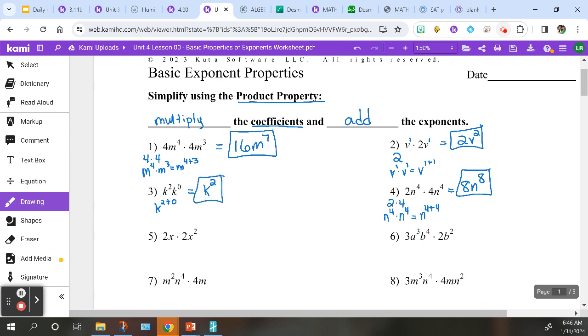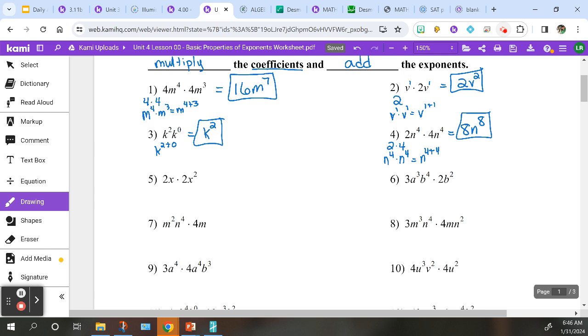Now, the last one I want to go over here is number 8, one that has multiple letters in the problem. We have our coefficients, 3 and 4. We also have our m's, m to the third and m to the first. It's helpful to write that number down, that way we remember to do our addition of exponents correctly. And then we have our n to the 4th and our n squared. Notice we put our like variables together. Coefficients: 3 times 4 is 12. M to the third times m to the first, we add those exponents, so 3 plus 1 is m to the fourth. And with our n's, we add those two exponents, 4 plus 2, and that would be 6.